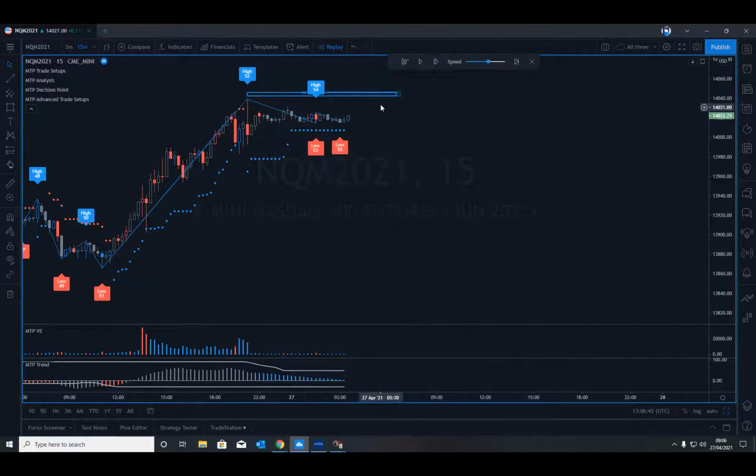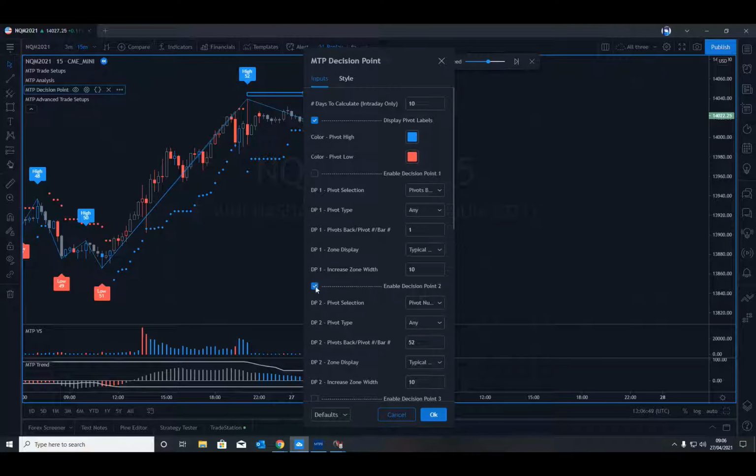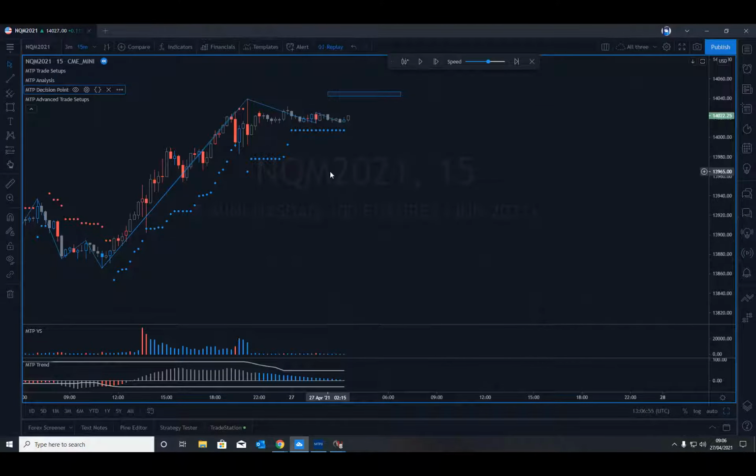So I leave that rectangle locked. I then go back to the DP, take the DP off, and take the pivot labels off as well. That leaves that rectangle on that level. So that is the higher time frame support, the 15-minute support.